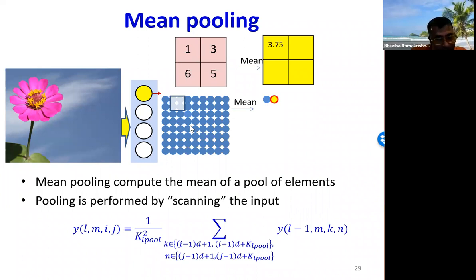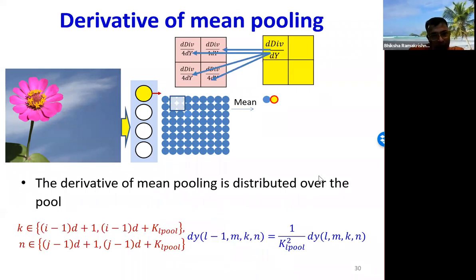In mean pooling, we do the same kind of pooling operation, except instead of computing the maximum value, you're going to compute the mean of this window. So here, for example, we have 1, 3, 6, and 5. The average of these is 3.75. That value is going to be copied out here. Arithmetically, if this window is k cross k, then the mean is the sum of all of these values divided by k squared, because you have k squared terms over here. Now, when you compute the derivative, all of these are going to contribute equally to this derivative over here.